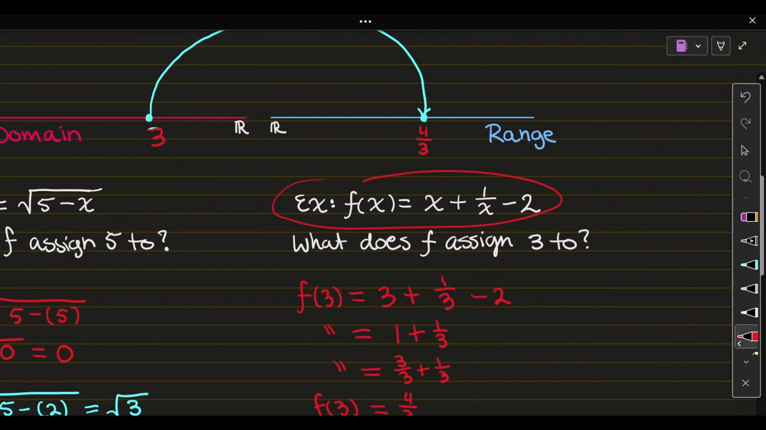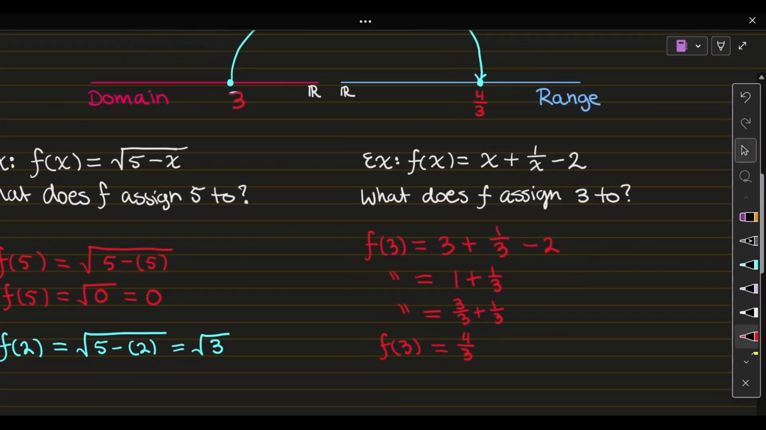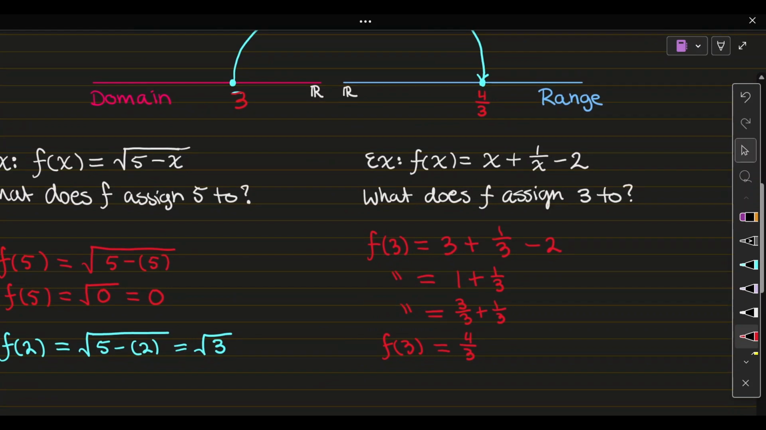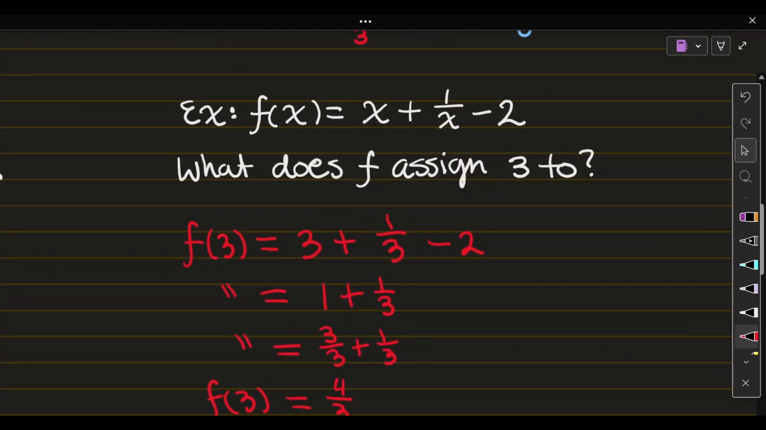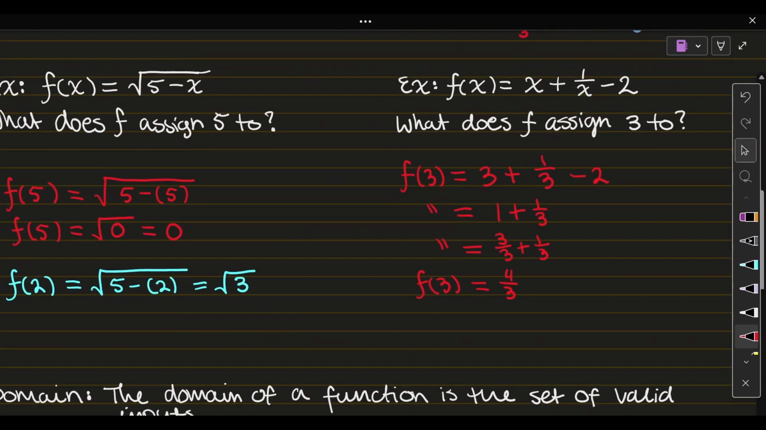So, okay. We think about functions as being both rules and objects, right? So if I talk about f of x, I'm talking about a function, and we kind of talk about it as if it's an object, but really it's a rule. And this rule says if I take in x, I output x plus 1 over x minus 2, okay?